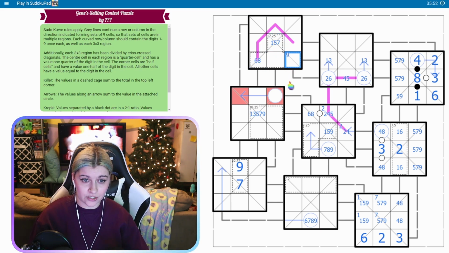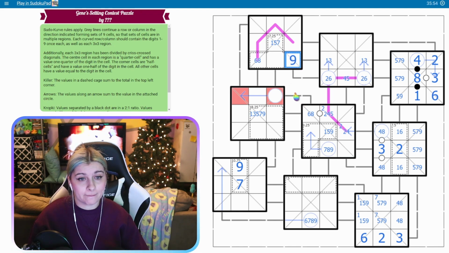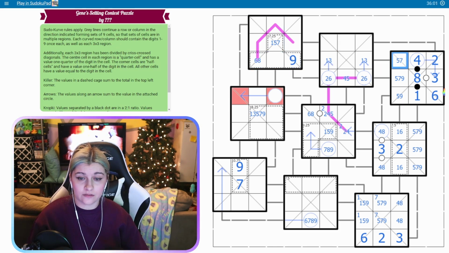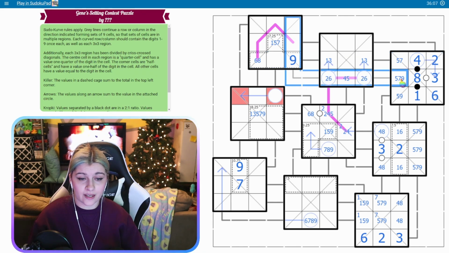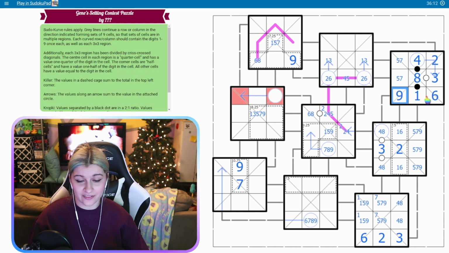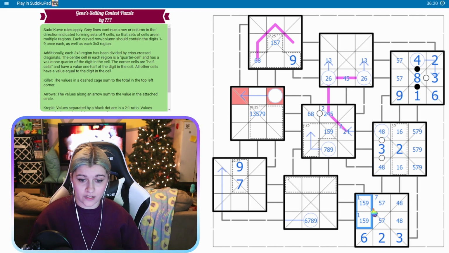Oh my gosh. I didn't even realize. So this can't be a 9. And also, this can't be a 9. That's crazy. So this is a 9. Meaning none of these can be 9s, and none of these can be 9s. So this is a 1, 9. And this is a 5, 7.